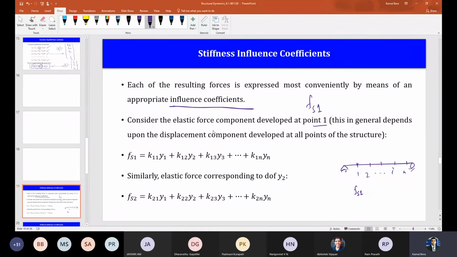Obviously that depends on the displacements of all the nodes. Since the system is linear, I can treat each point and then add them up: Fs1 is this plus this plus this plus this, like F equal to K into displacement. There are many points, so first let us concentrate on point 1. Here the displacement is y1, this is y2, up to yn. I define this first term as K11 y1. What is K11? It is an influence coefficient, and in this case it is called the stiffness influence coefficient.